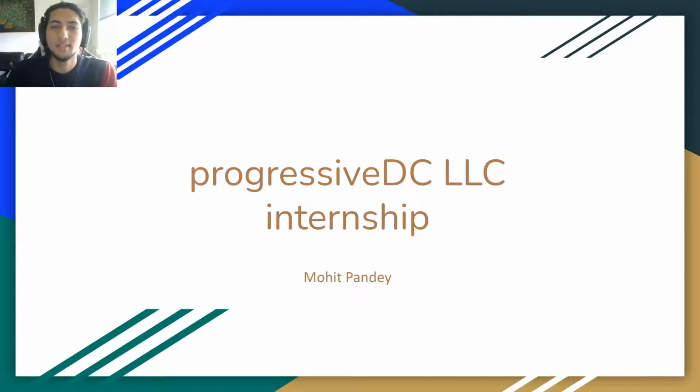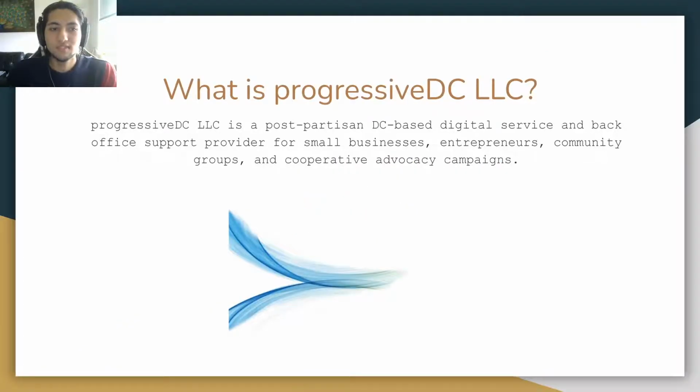I graduated from McKinley Tech this year, and I was an intern at Progressive DC. Progressive DC is a digital service that provides services in the area of web development, custom web apps, and social media marketing. The mission of the company is to bridge the digital and intergenerational divide by increasing the purchasing power and digital presence of underrepresented workers, businesses, and communities in the cooperative environment.